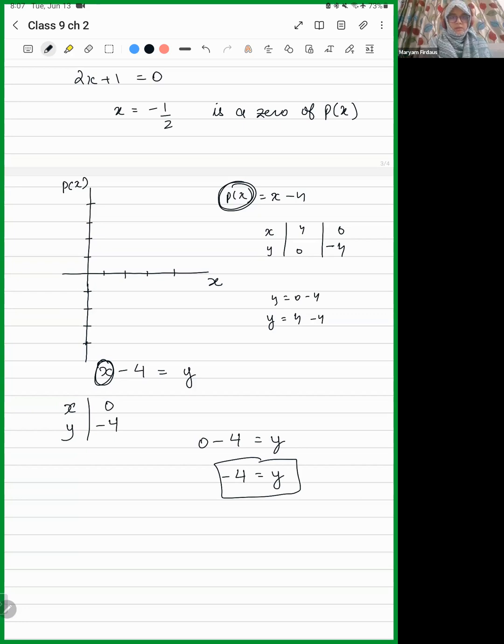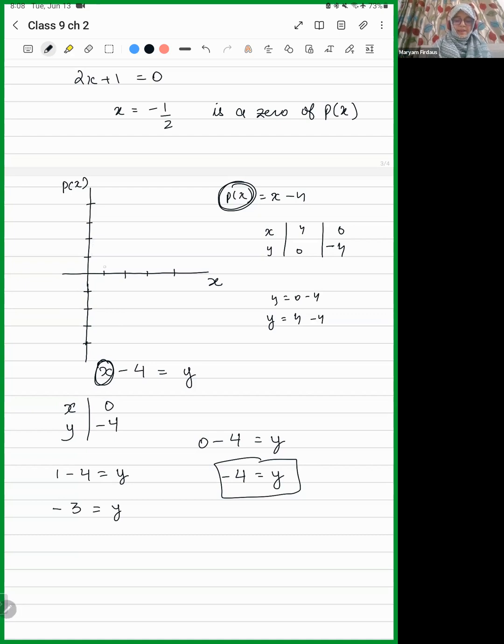Clear? Yes. So first, you can put any value. You can put 1. If you try to put 1, it will be 1 minus 4 equals y. So that means y turns out to be minus 3. You can do that. Whatever value you put, you can get a value of y. But we try to put 0 because it just makes our calculation simple.